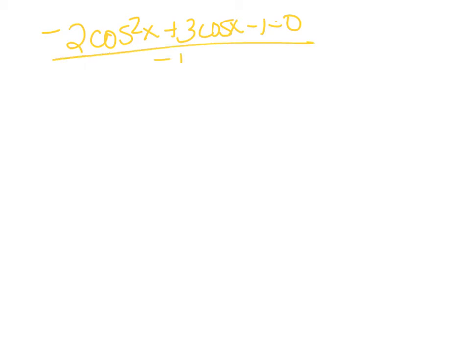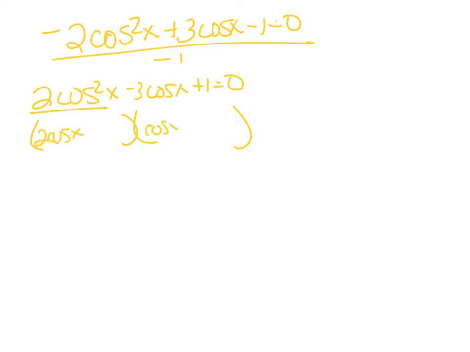So I had negative 2 cosine squared x plus 3 cosine x minus 1 equals 0. And so when I divide by negative 1, we're going to have 2 cosine squared x minus 3 cosine x plus 1 equals 0. And I'm going to factor that. So I'm going to split up 2 cosine squared into 2 cosine and cosine, and 1 into 1 and 1. If I want a negative, they both need to be negative. So then next, I'm just going to set them all equal to 0.